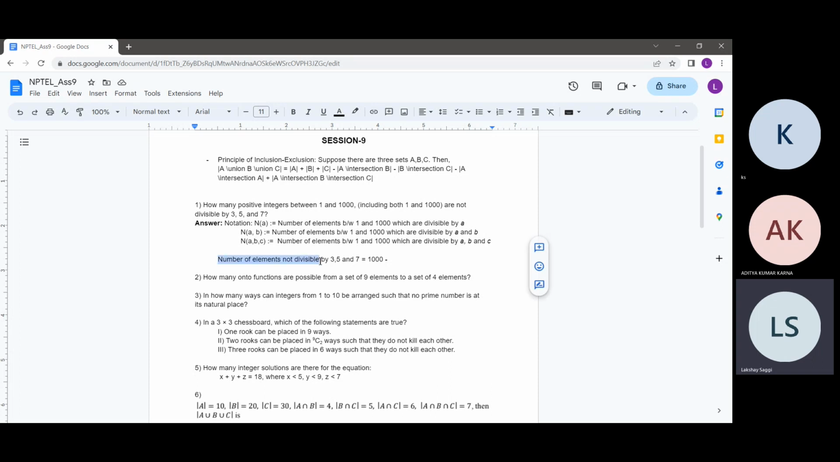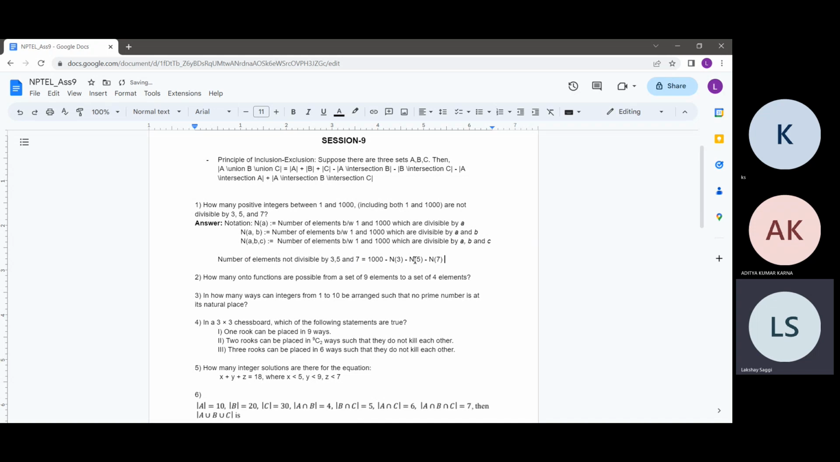So I want the number of elements not divisible by 3, 5, and 7. So what do I do with the total number of elements? I'll try to delete the elements which are divisible by 3, by 5, and by 7. First of all, we were given a total of 1000 numbers. From that, I remove the elements which were divisible by 3. Then I remove the elements divisible by 5. And then I remove the elements divisible by 7.